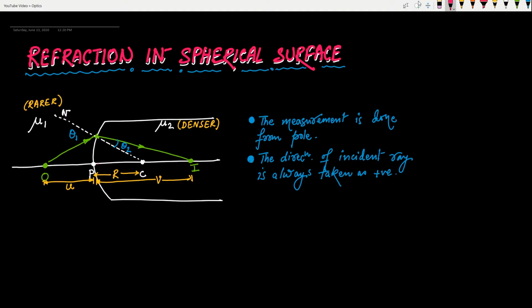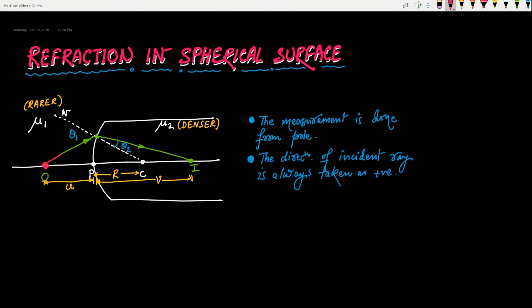As you can see, this is the object that is kept in front of the spherical surface, in a rarer medium having refractive index mu1, and the spherical surface has refractive index mu2 and is a denser medium. Okay, this much is clear. Now in order to produce an image, we know we require at least two rays.